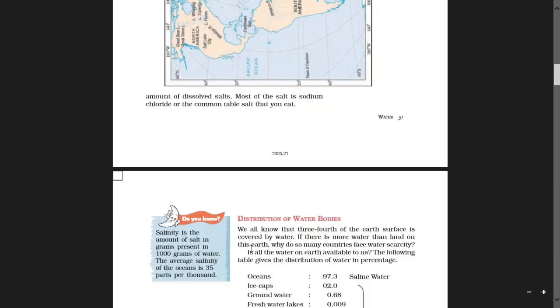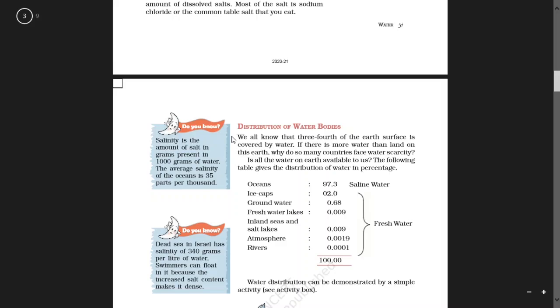Now let us see the next page, distribution of water bodies. Where is water spread, and in what condition? Let us see. We all know that 3/4 of the earth's surface is covered by water. Boys, did you know that 3/4 of the total surface area of the earth is covered by water? If there is more water than land on the earth, why do so many countries face water scarcity?